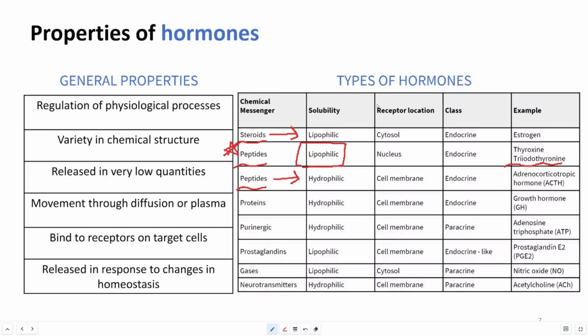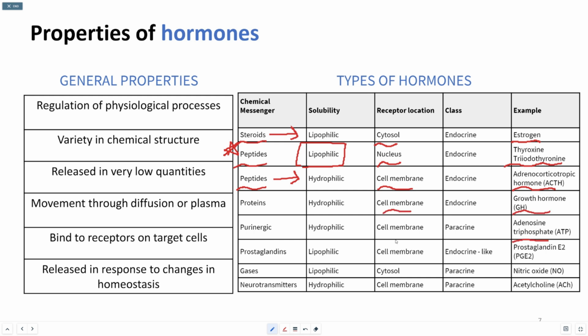The target receptor is also different for different kinds of hormones. Some could be found in the cytosol, some could be found in the nucleus, some could be found in the cell membrane. Here are some examples. Estrogen binds to the cytosol. Thyroxine triiodothyronine targets the nucleus. Adrenocorticotropic hormone, ACTH, targets the cell membrane. Growth hormone targets the cell membrane.